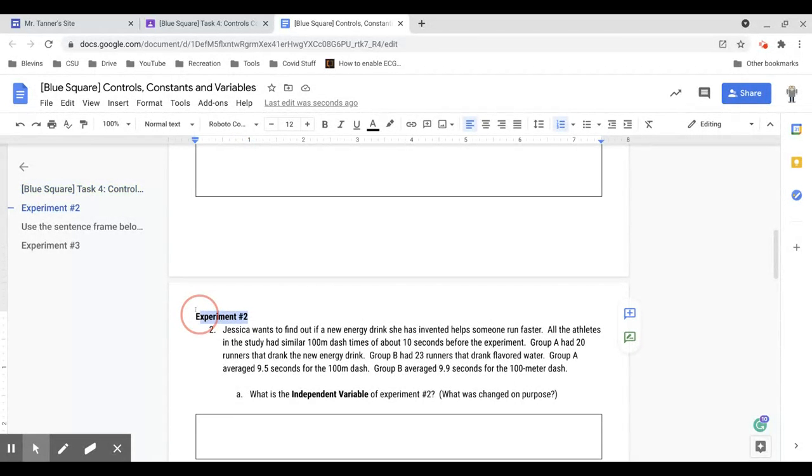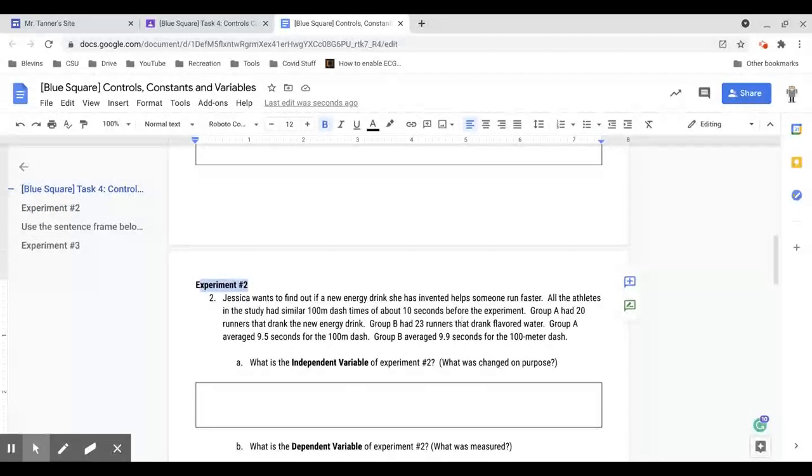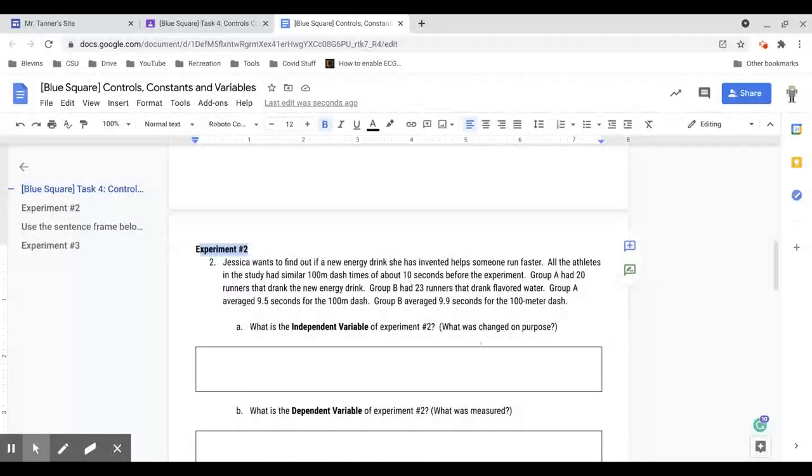Experiment number 2 says Jessica wants to find out if a new energy drink she has invented helps someone run faster. All of the athletes in the study had similar 100-meter dash times of about 10 seconds. Group A had 20 runners that drank the new energy drink. Group B had 23 runners that drank the flavored water. And then it gives their average running speeds after drinking. Group A went to 9.5 seconds. Group B averaged 9.9 seconds.